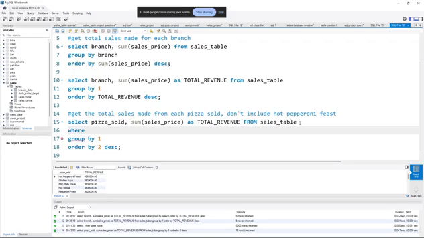I'm not putting the where after the order by clause. There's a reason why I'm doing this, just to show you that there's a structure to it. After choosing from your table, the next thing is to go to your where clause. Where your pizza sold, that first one, must not be equal to hot pepperoni feast, right?